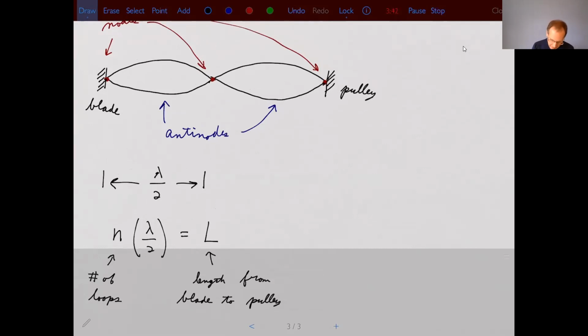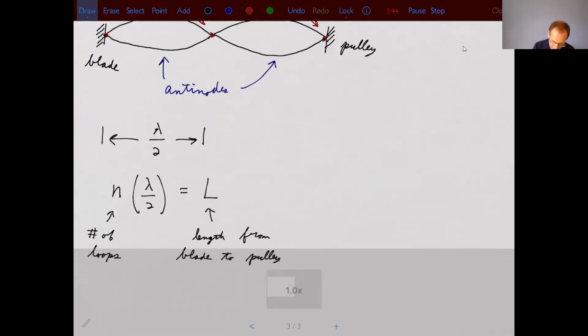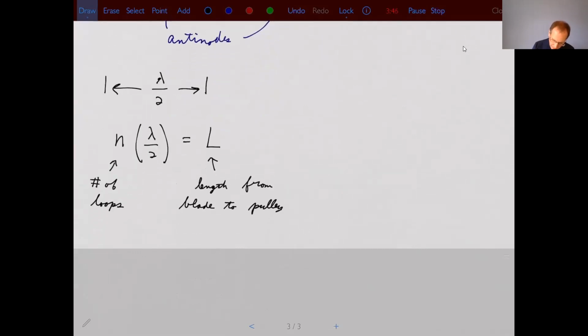Now, the nice thing here is I can rearrange this equation. I can solve this for lambda. If you solve it for lambda, you're going to get lambda is equal to 2L over N. You're going to have to use that formula later for your lab report whenever you're asked to compute the wavelength when you're observing 1 loop or 2 loops and so on. Just use that formula. So it's 2L over N.